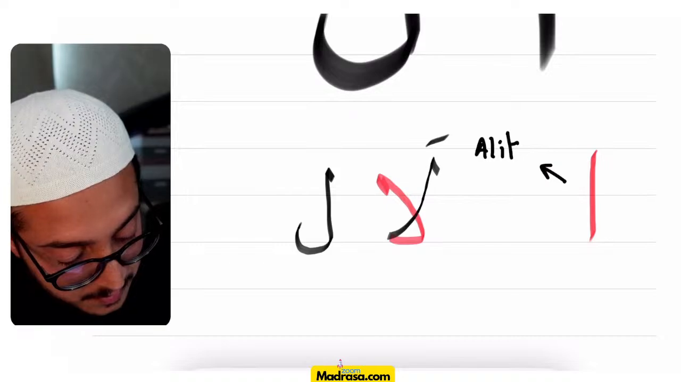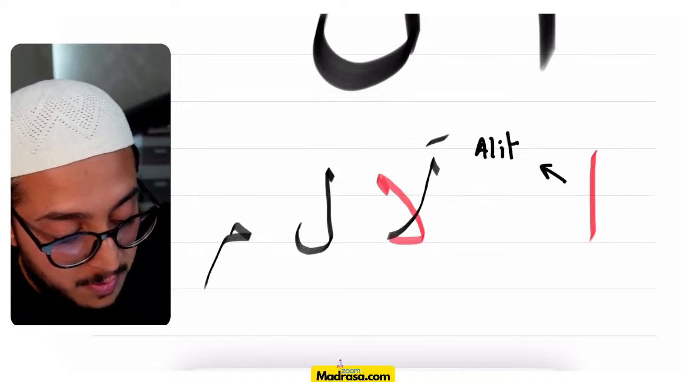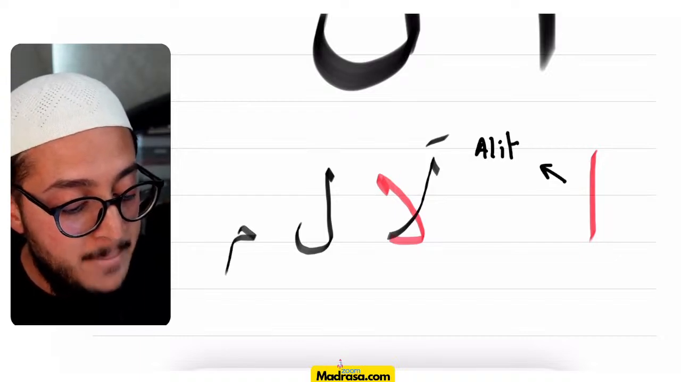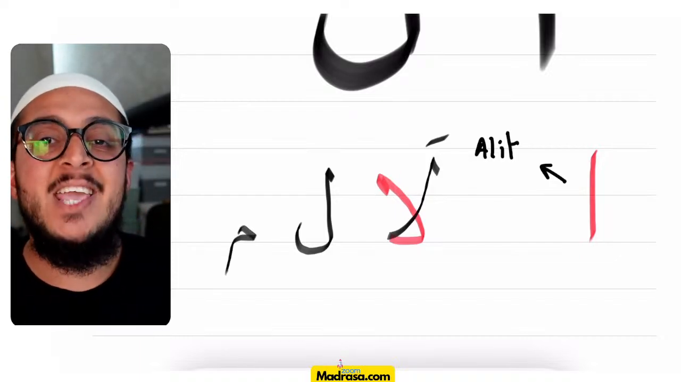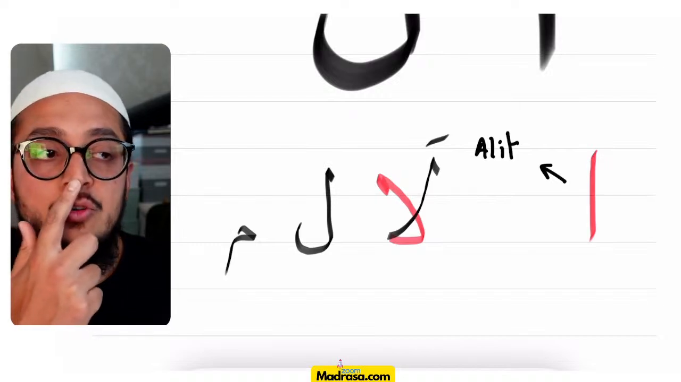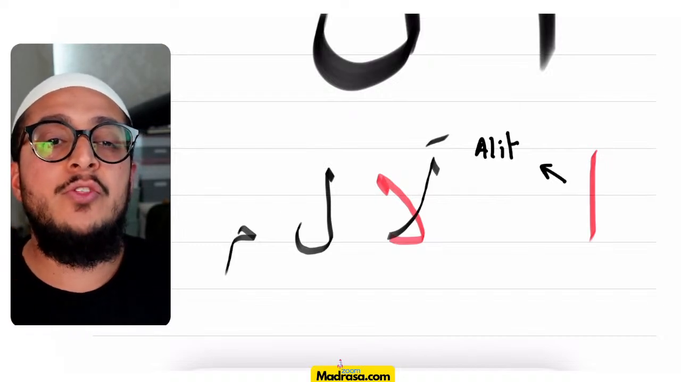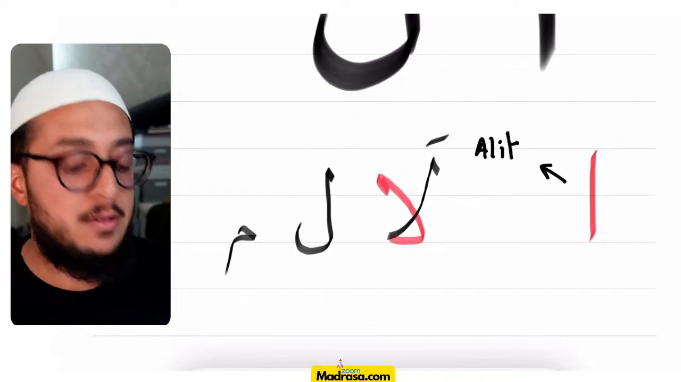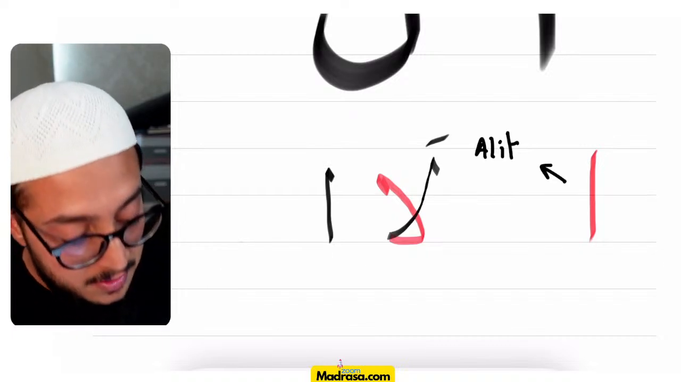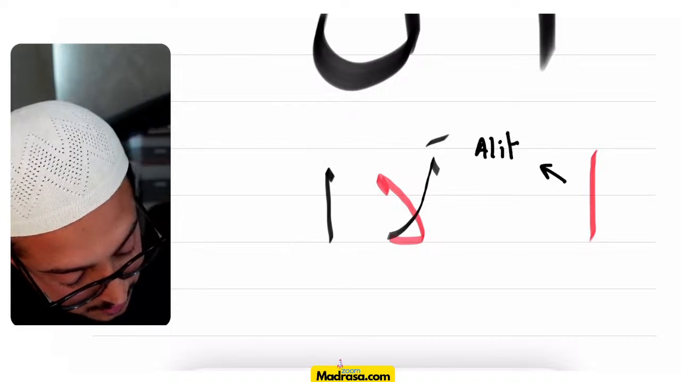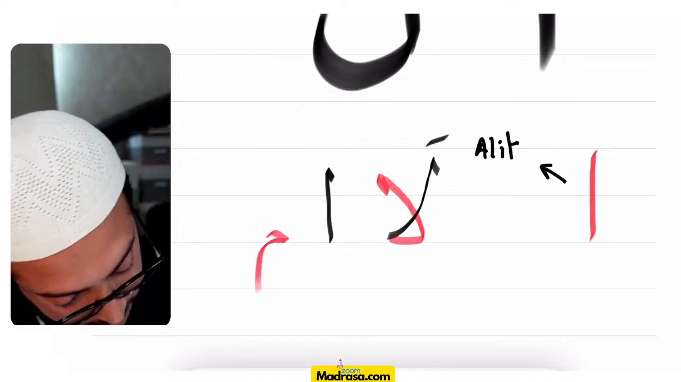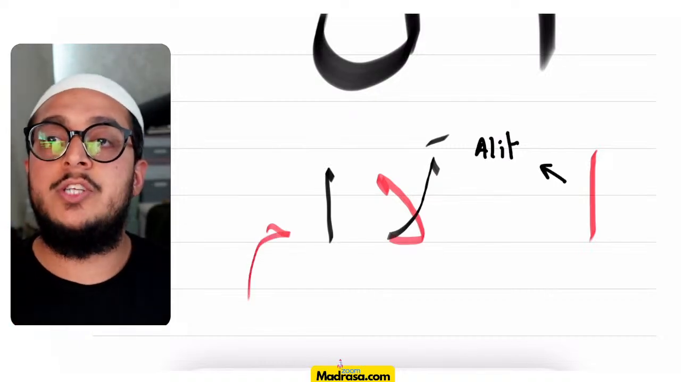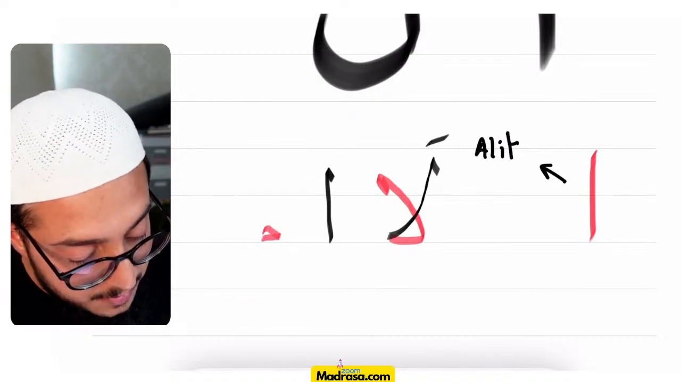I want you to first practice meem with me. Meem. So say with me, meem, meem, meem. Do you see me using my nose or my throat? What do you think I'm using when I'm saying meem? Let's see the answer. Lips. Well done.